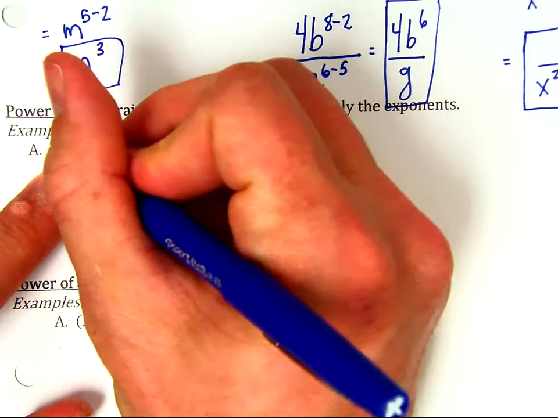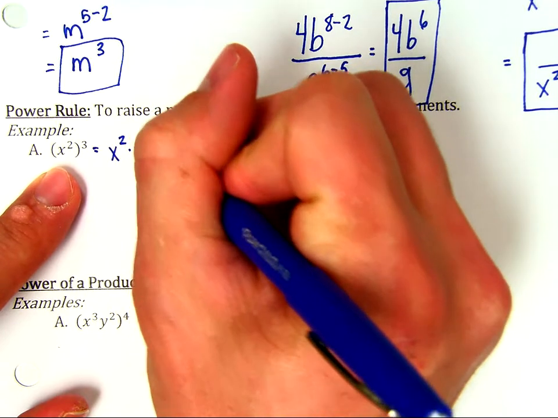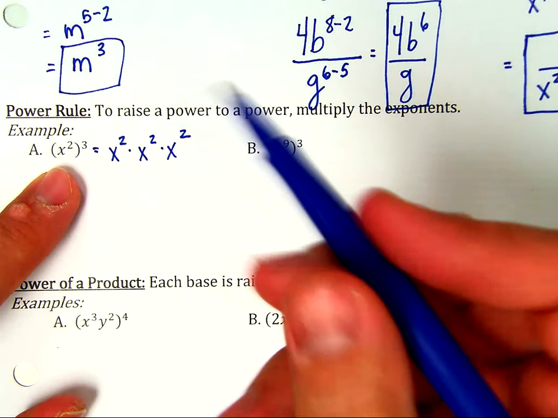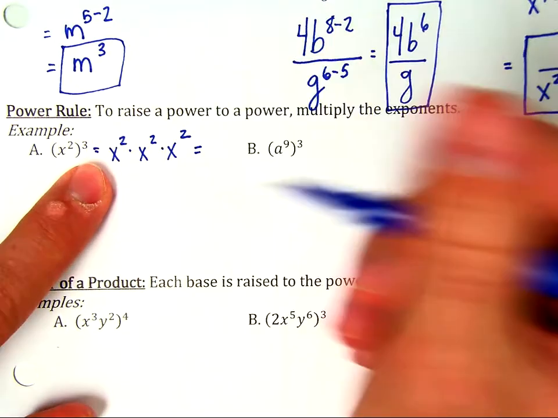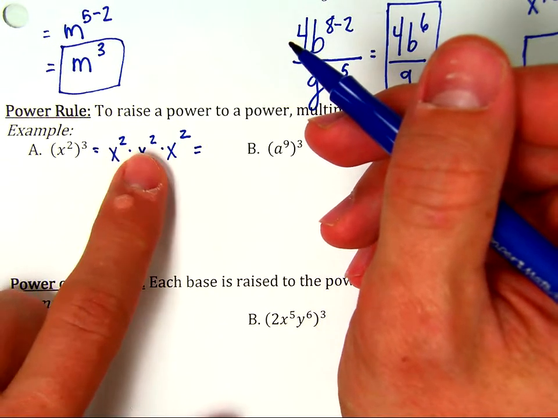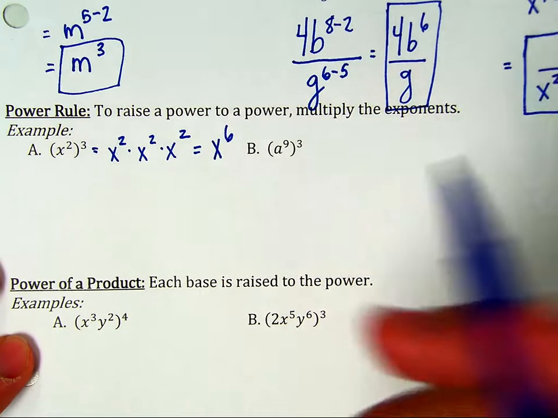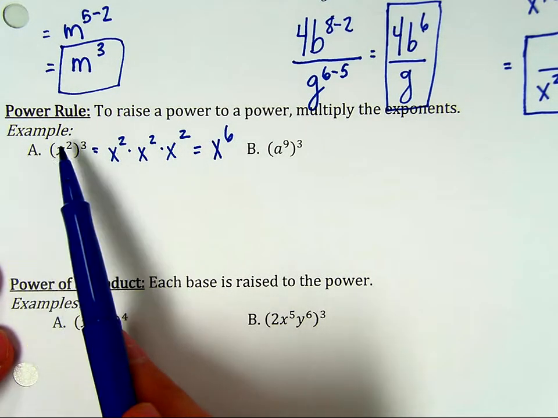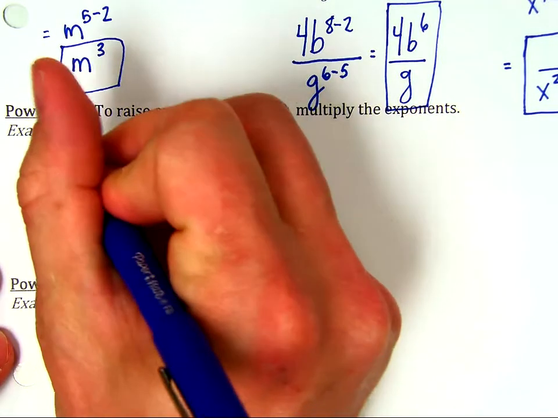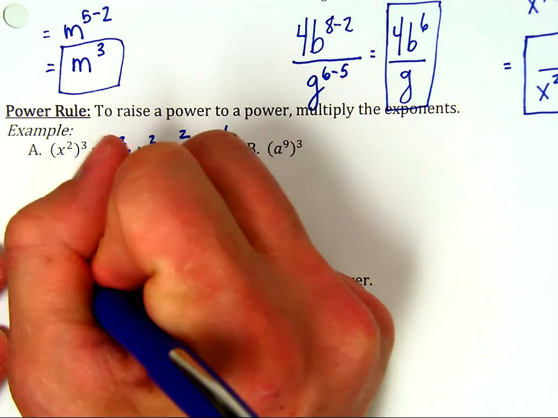So what this is saying is we have x to the 2nd times x to the 2nd times x to the 2nd. Now, what we just learned up in the product rule is that if we are multiplying terms and they all have the same base, we add the exponents. Well, 2 plus 2 plus 2 is 6, so x to the 6th. So with the power rule, there's a shortcut: we just multiply the exponents. So it's x to 2 times 3, which is x to the 6th.